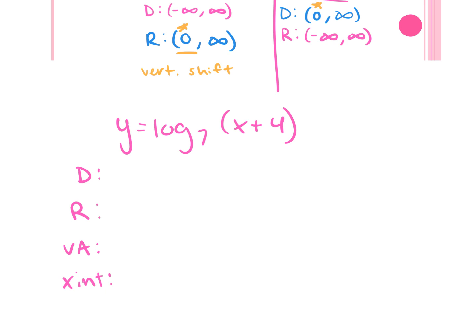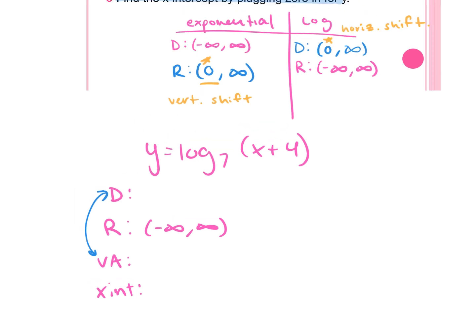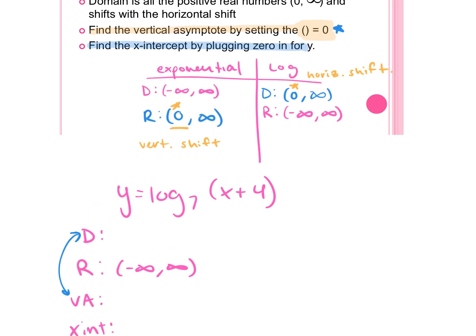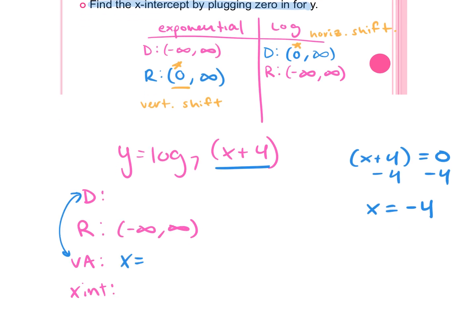Well, let's start with the easy one. What's our range? Negative infinity to positive infinity. Your range for log functions are always going to be all real numbers. Next, our domain and our vertical asymptote are going to go hand in hand. These are going to be the same value. To find our vertical asymptote, we said we set the parentheses equal to 0. So whatever is in our parentheses, we have x plus 4 equals 0. So we just subtract 4 to move it to the other side. So x equals negative 4. So our vertical asymptote would be x equals negative 4.